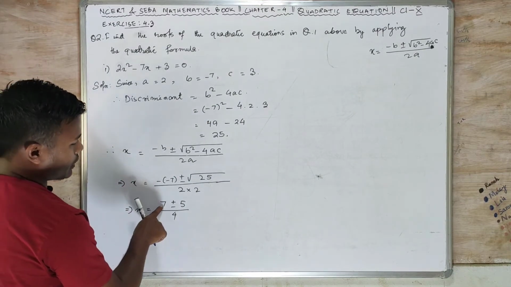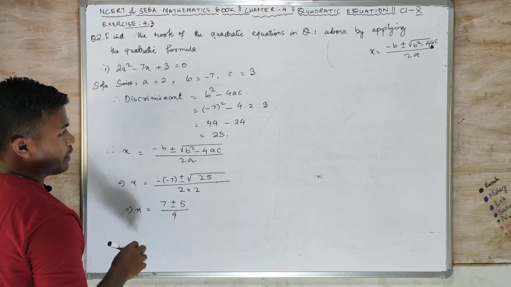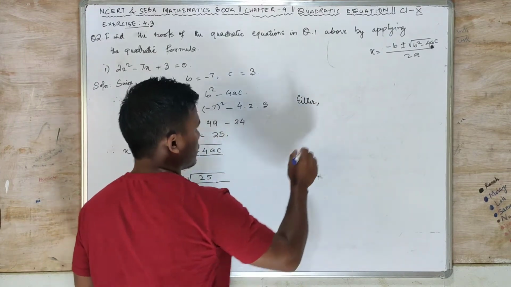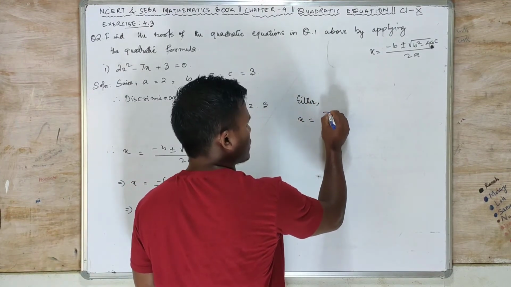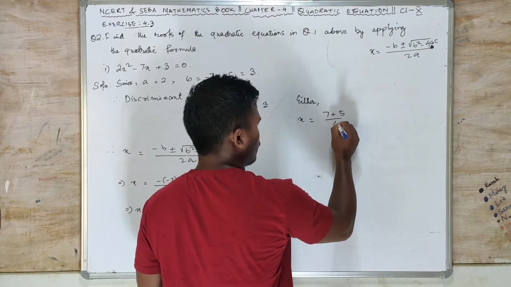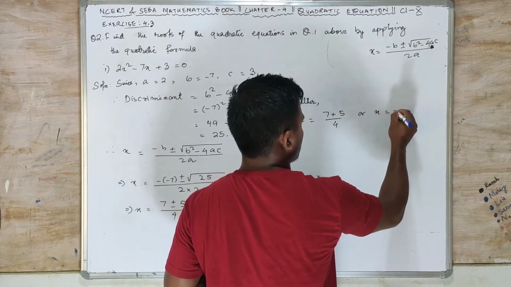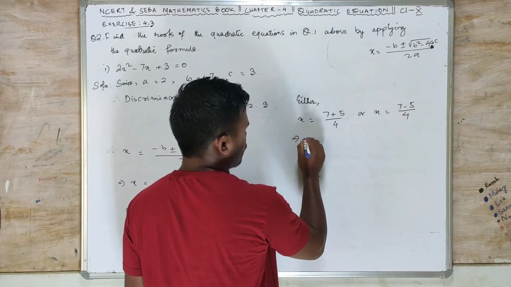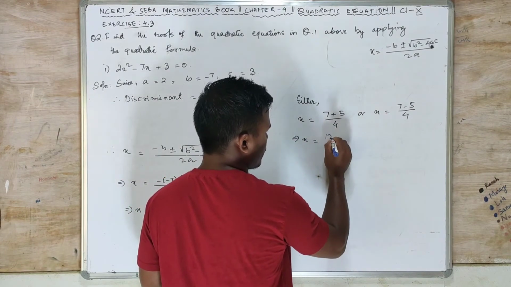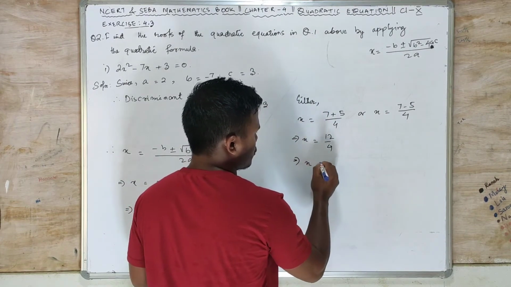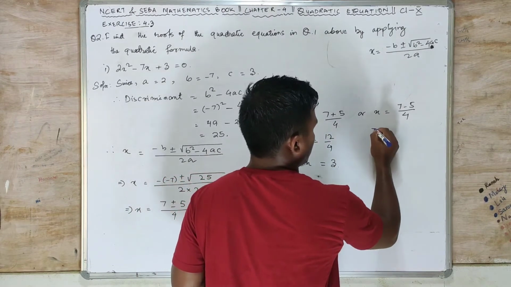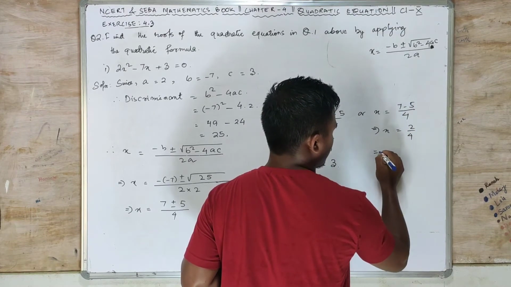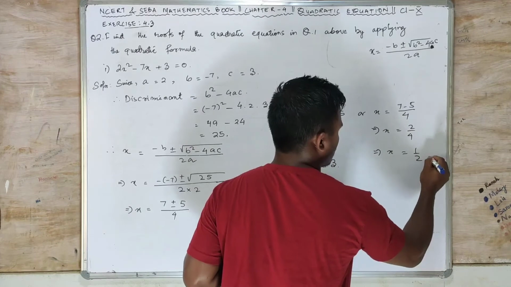So x value we have got it here: 7 plus minus 5 divided by 4. So you can go directly either or. Either x is equal to 7 plus 5 divided by 4, or another one, x is equal to 7 minus 5 divided by 4. Then your x value will be 7 plus 5 is 12 divided by 4. Then x is equal to, after cutting, you will get 3. And another one, x is equal to 7 minus 5 is 2 by 4. If you reduce it, x is equal to 1 by 2.